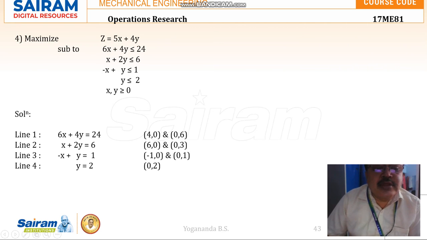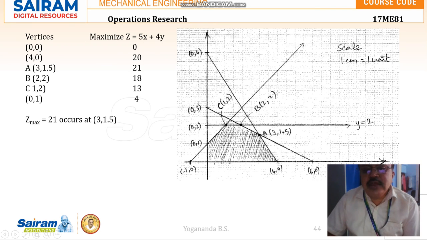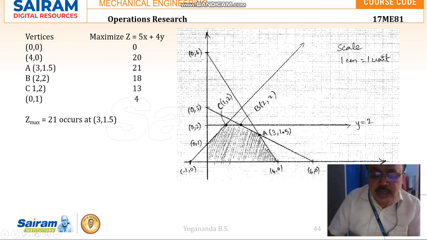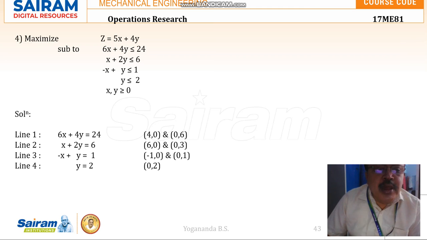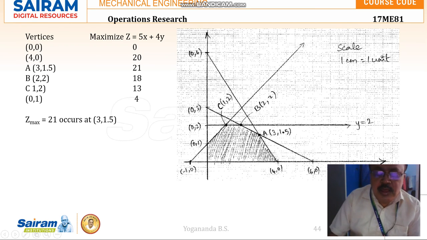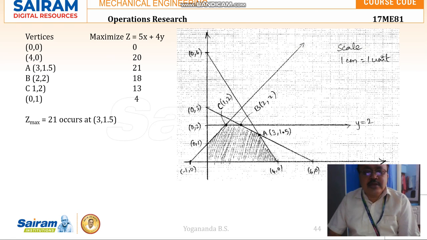Then it is 6 comma 0, 0 comma 3. On x-axis it is 6 comma 0, and on y-axis it is 0 comma 3. The 2 points are joined. Then it is minus 1 comma 0, 0 comma 1. We want minus 1 on x-axis, going to the left of y-axis, and 0 comma 1 on y-axis. The 2 points minus 1 comma 0, 0 comma 1 are joined and extended.